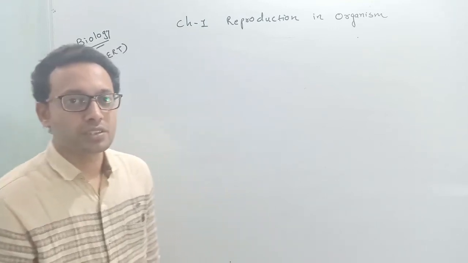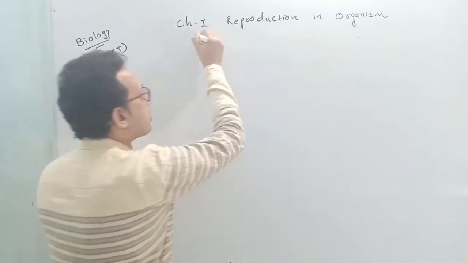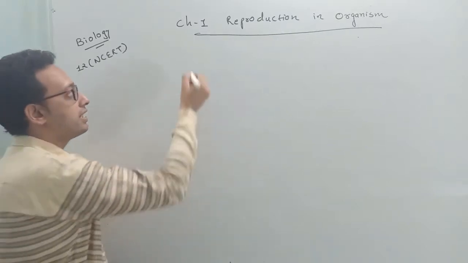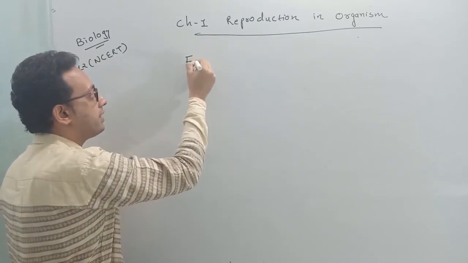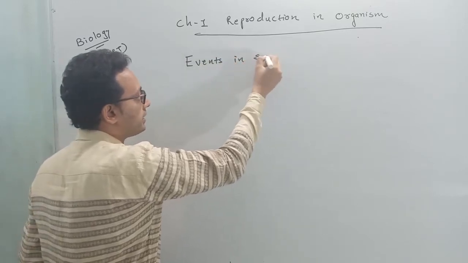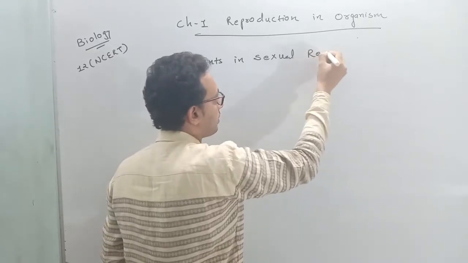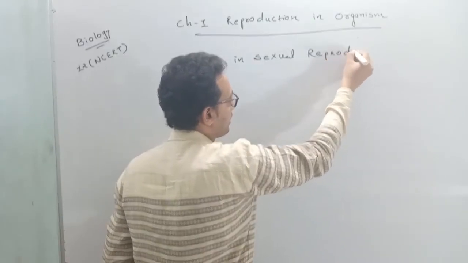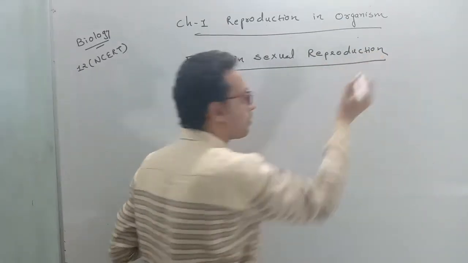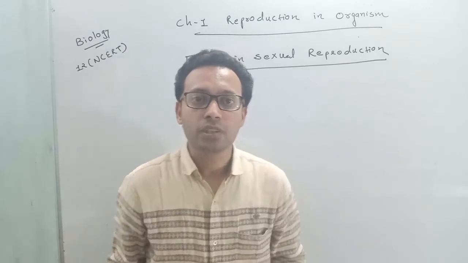Welcome back, students. We are running chapter number 1, Reproduction in Organisms, and now we are continuing with the topic events in reproduction, particularly in sexual reproduction. We are discussing the events in sexual reproduction. We have already finished the first two parts of these events.